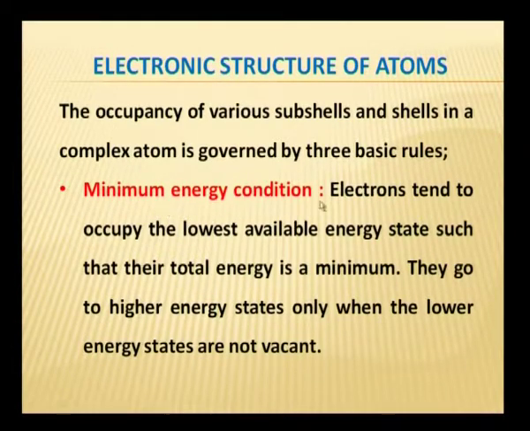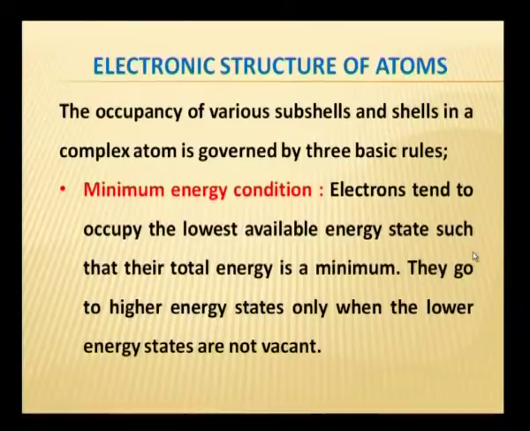So, the minimum energy condition: every system will try to keep its energy at the minimum. They are based on three basic rules. Electrons tend to occupy the lowest available energy state. Supposing you have 3 electrons, lithium has 3 electrons. Will you put all the 3 electrons in the first shell? You put 2 electrons in the first shell, and the third will go to the second shell. So first try to occupy the lower energy levels. Once the lower energy levels are occupied, then the electrons will go to the higher energy levels.